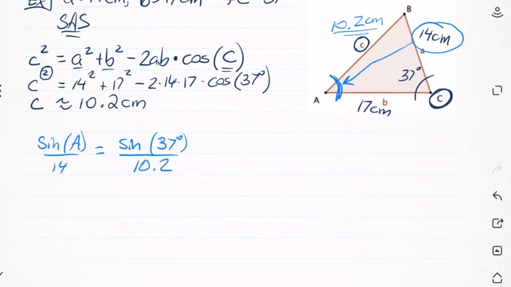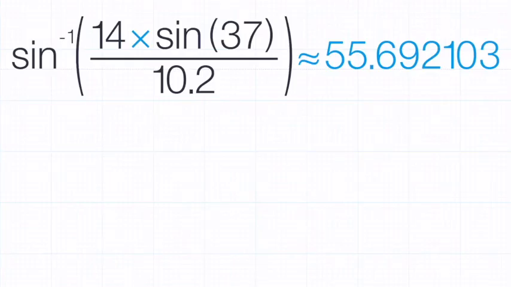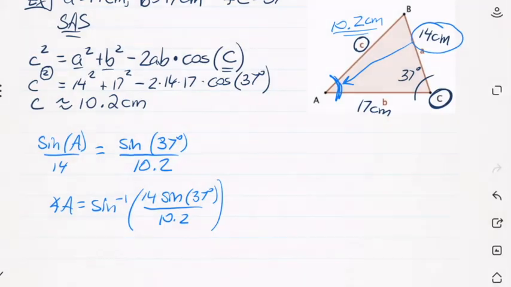And this is where our small error is going to come in, that 10.2. So multiply both sides by 14 and then take the inverse sine. So the measure of angle A is going to equal inverse sine of 14 sine of 37 divided by 10.2. When we type that into our calculator, we're getting approximately 55.7 degrees for angle A. So that gives us angle A.